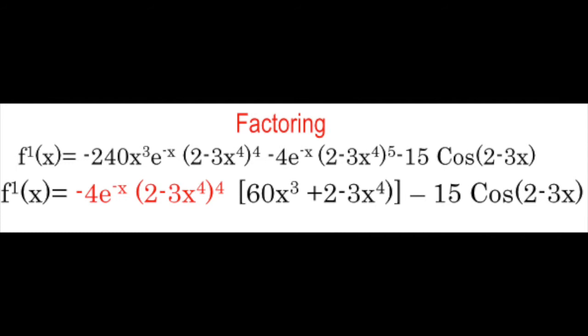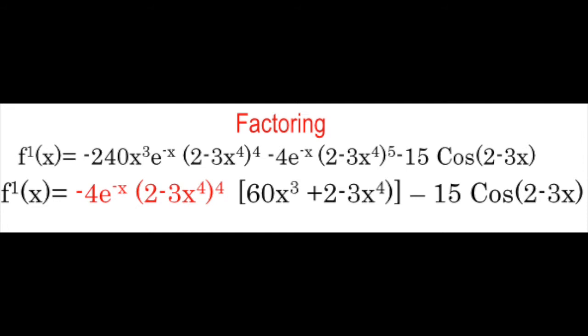You should find the common factors in the whole equation, in this case, negative 4e to the negative x, parentheses (2 minus 3x) to the fourth power. And now it's time to simplify the rest of the equation. You will divide negative 4e to the negative x into negative 240x to the third power e to the negative x. The answers go in a parenthesis beside your common factors, turning the negative 240x to the third power e to the negative x into 60x to the third power.